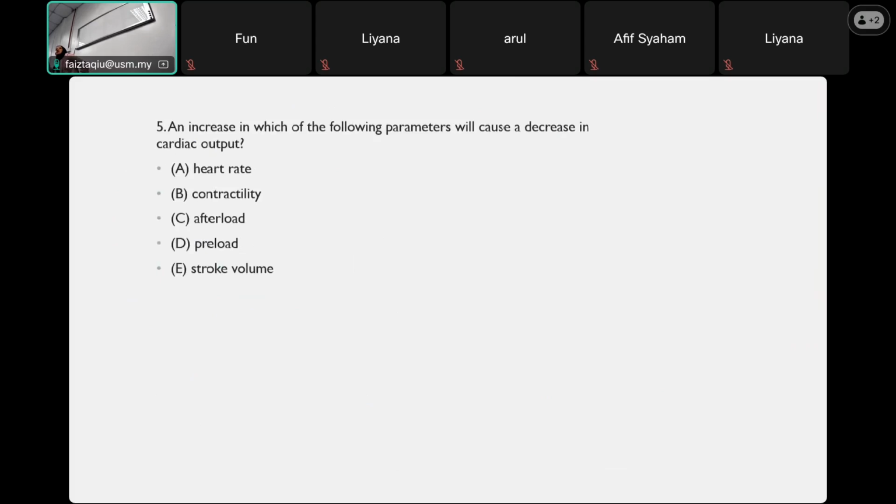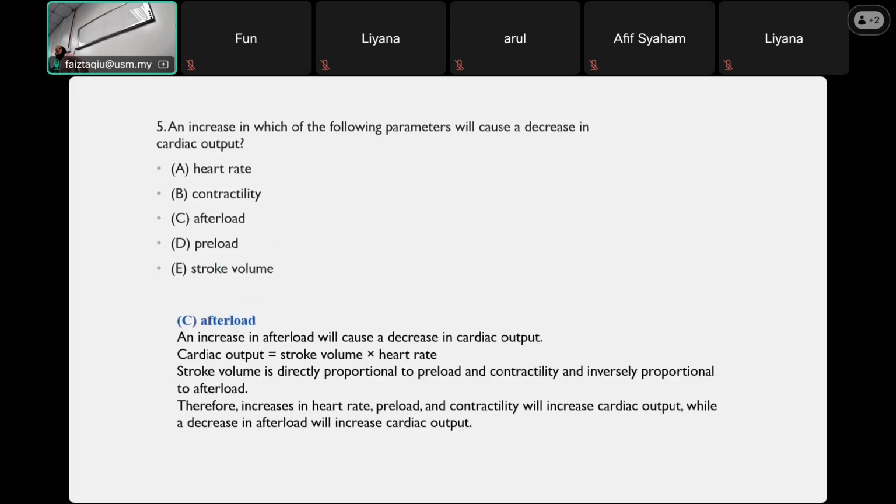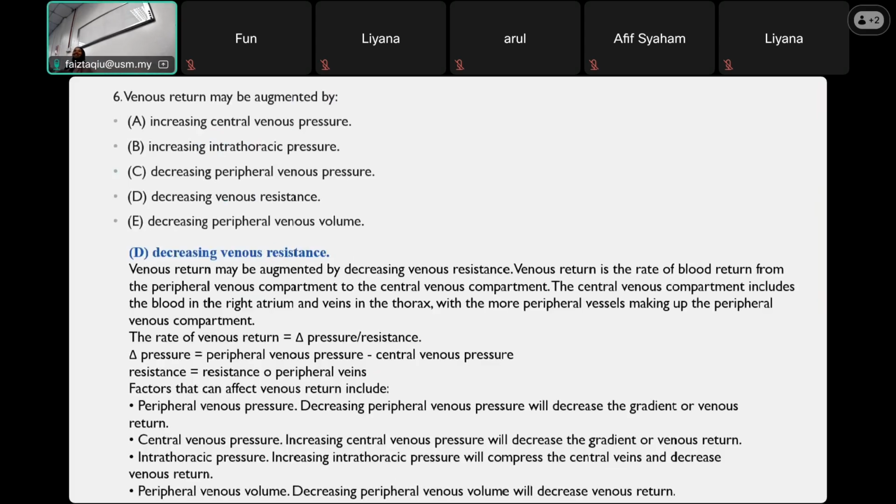Increase in which of the following parameters will cause decrease in the cardiac output? C lah, afterload kan. Okay, good. So venous return may be augmented by B. Alah. Resistance. Resistant.